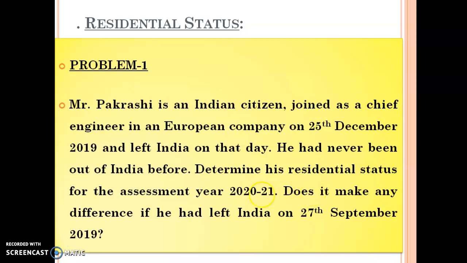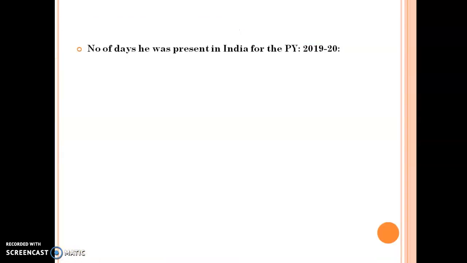Again, does it make any difference if he had left India on 27th September 2019? So we have to find out whether he is a resident or non-resident in two different parts. First part, he left India on 25th December, and second part, he left India on 27th September instead of 25th December. Okay. Let's proceed.